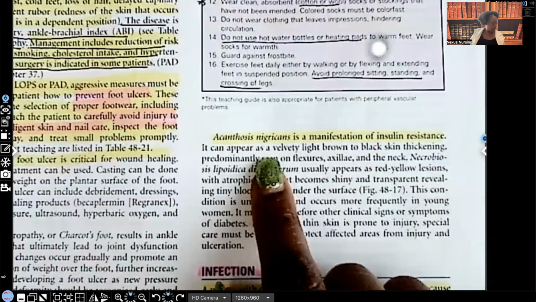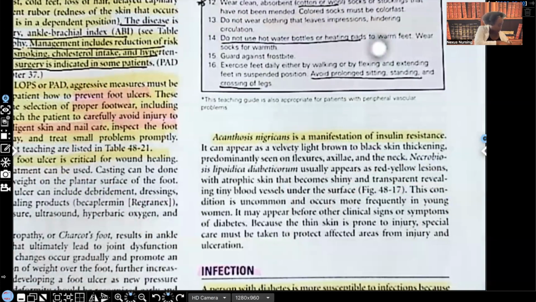This is important. I don't know why I didn't put a star next to it, because this is all over NCLEX. Let me see if I can find a pen. Oh, I have one with me today. Okay.